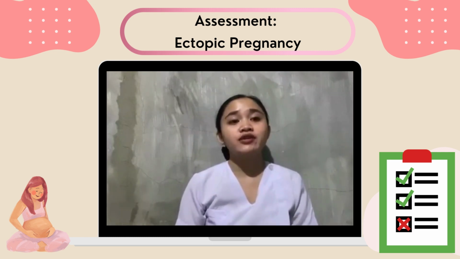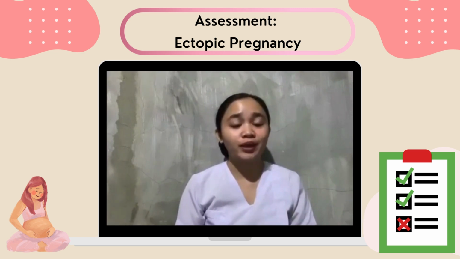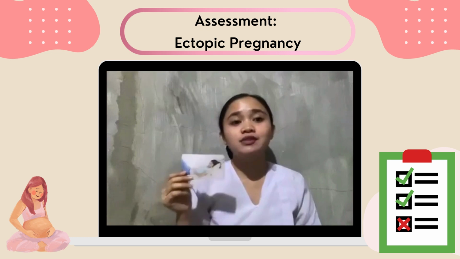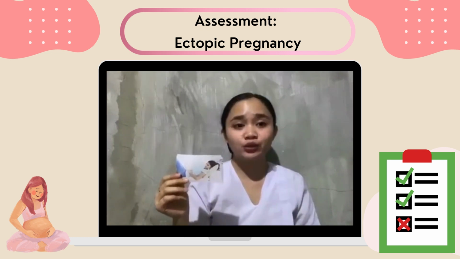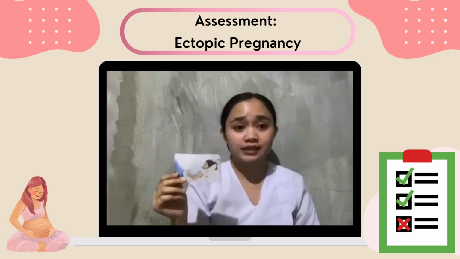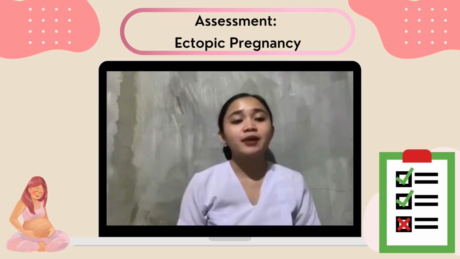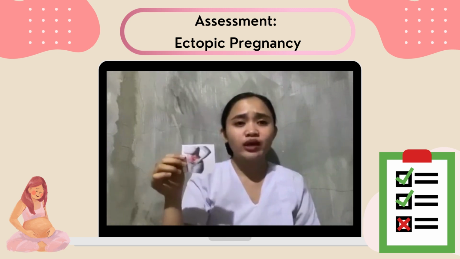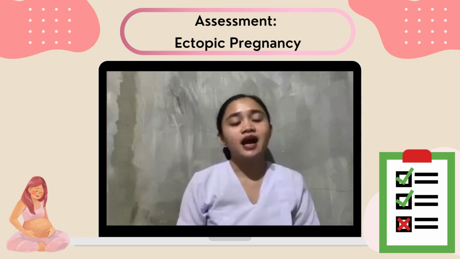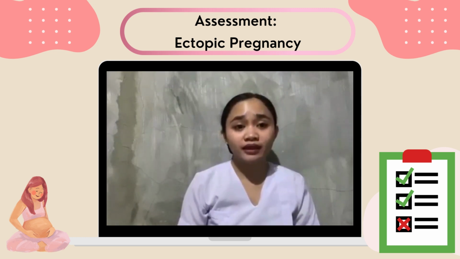So we have here the assessment for ectopic pregnancy. First, amenorrhea, or the absence of menstrual period. This is included as a first symptom for ectopic pregnancy. And then next, a sharp knife-stabbing pain in the lower abdominal quadrant. So it is a sharp pain only. And then next, scant vaginal spotting.